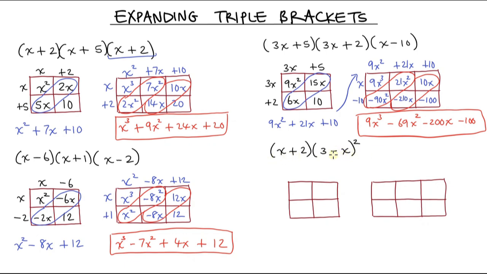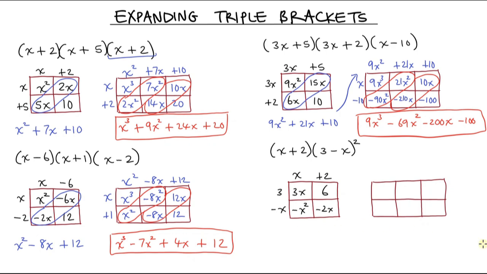So let's do these first two brackets first. So x, actually let's keep with the same colours. I don't want to change my colour palette. So we've got x plus 2 and then 3 minus x. So we're going to have 3x here. We're going to have 6 here. We're going to have negative x squared here, and we're going to have negative 2x here.